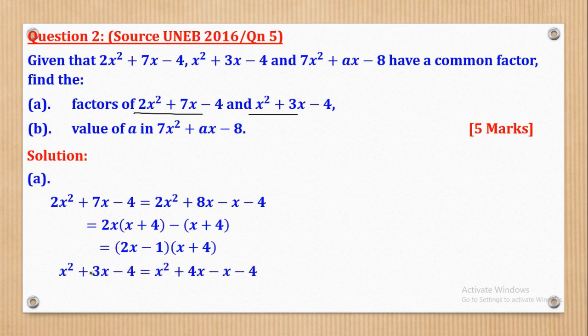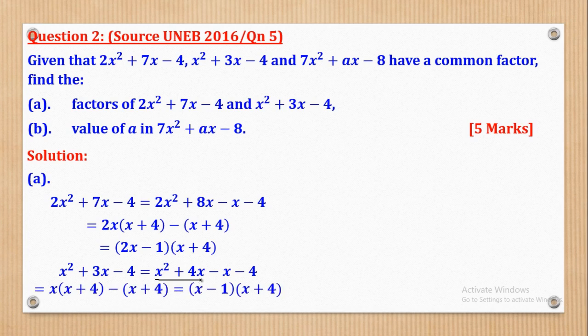So we shall also look at the factors whose sum is positive 3 and product is negative 4. Those two factors are 4 and negative 1. Therefore, replace 3 by 4 and negative 1 to come up with that. And then factorize by grouping.